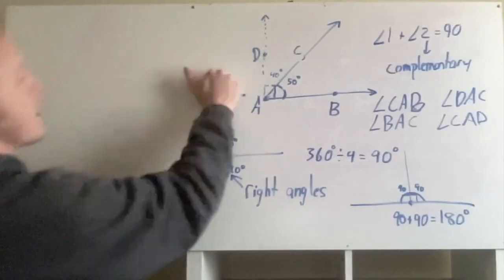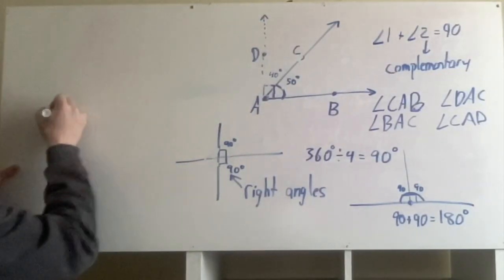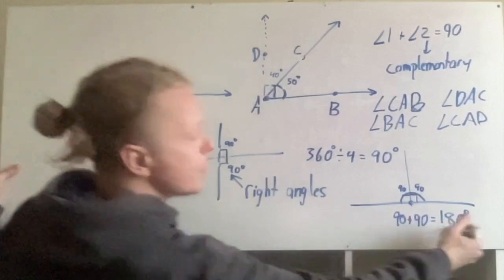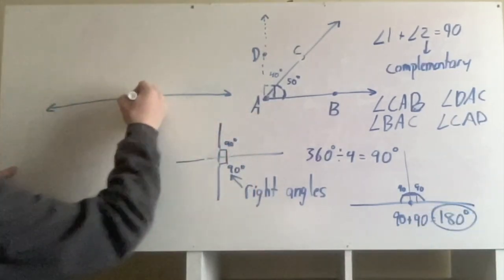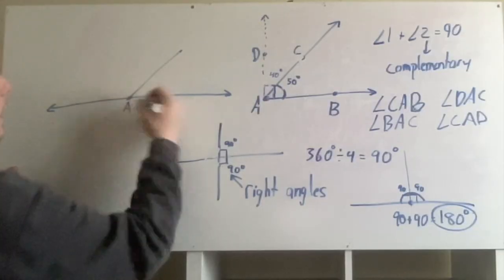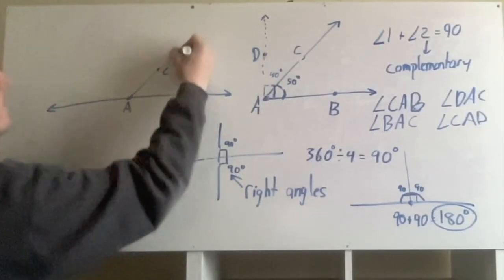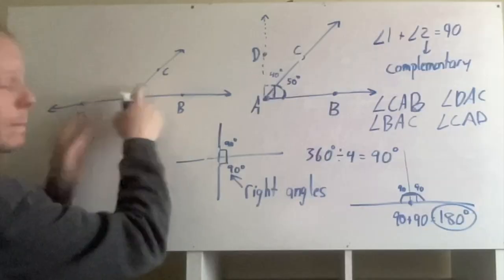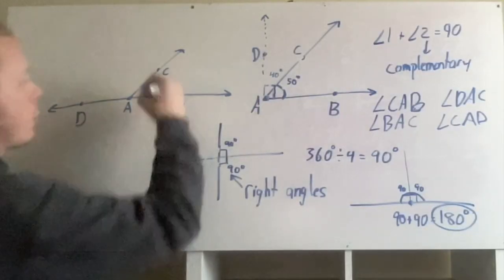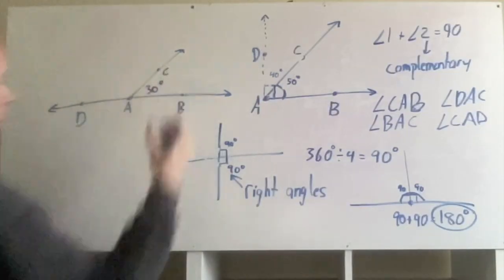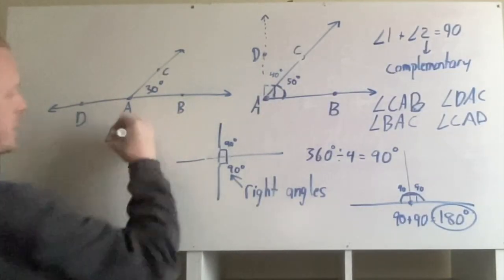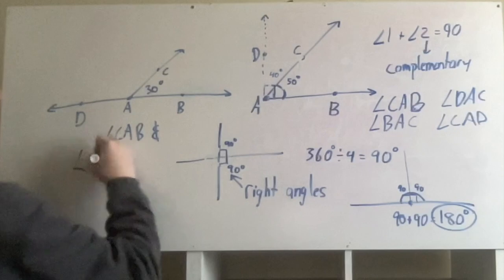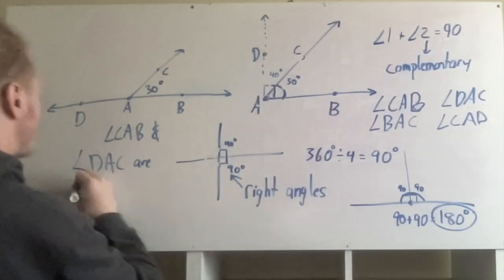Okay, the other situation that's important to know is what do we call it when two angles make a straight line? If two angles together make a straight line, that means they add up to 180 degrees. So notice that these two angles, if I combine them, add up to 180 degrees. So if I told you that this was 30 degrees, we could say, for instance, angle CAB and angle DAC are supplementary.